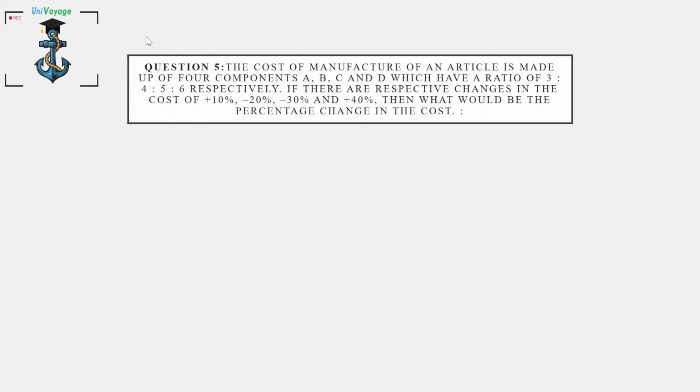The final one is that the cost of manufacture of an article made up of components A, B, C, and D is in the ratio of 3, 4, 5, 6. Again, you can pause and read the question respectively. If the respective changes in the cost are plus 10%, minus 20%, minus 30%, plus 40%. Okay, so again, what we can do is assume the values of each and every component. Let's say 300, 400, 500, and 600.